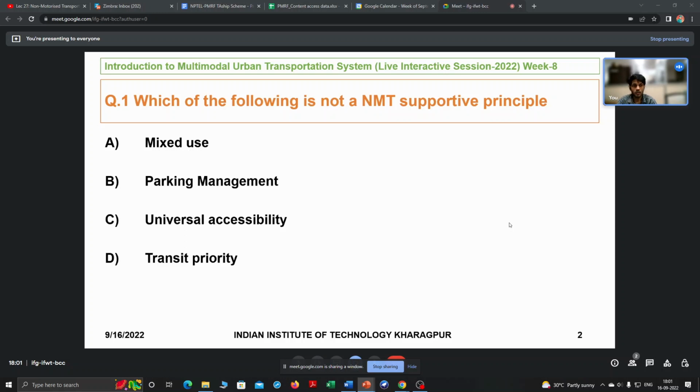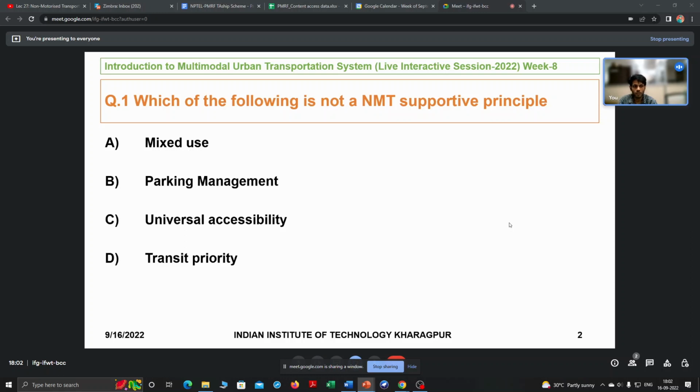In this week I have designed 9 questions, and it's a mix of numerical as well as theoretical questions, right? So the first question is, which of the following is not an NMT supportive principle? There are 4 options. First one is mixed use, then parking management, third one is universal accessibility, fourth one is transit priority.